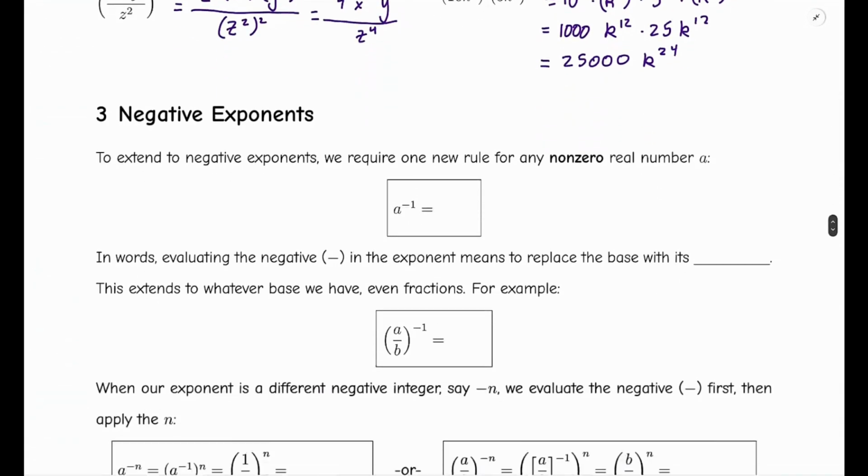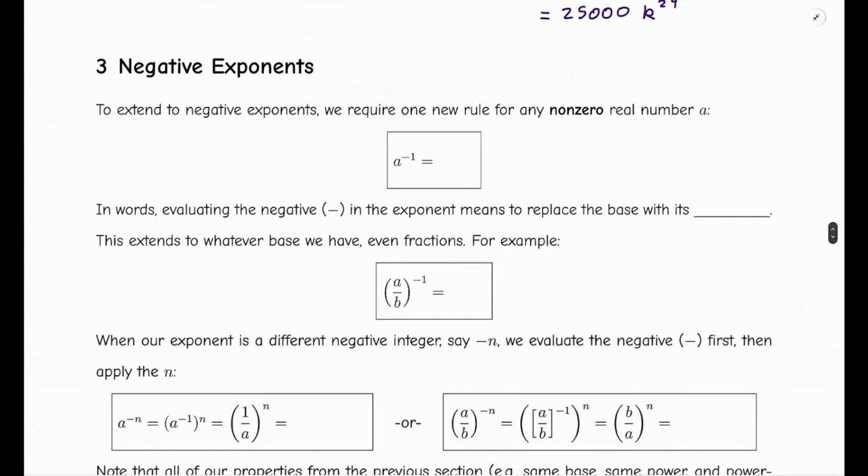Part 3, negative exponents. To extend to negative exponents, we require one new rule for any non-zero real number a. a to the negative 1 is the same thing as 1 over a. In words, evaluating the negative in the exponent means to replace the base with its reciprocal. This extends to whatever base we have, even fractions. For example, a over b to the negative 1 becomes b over a.